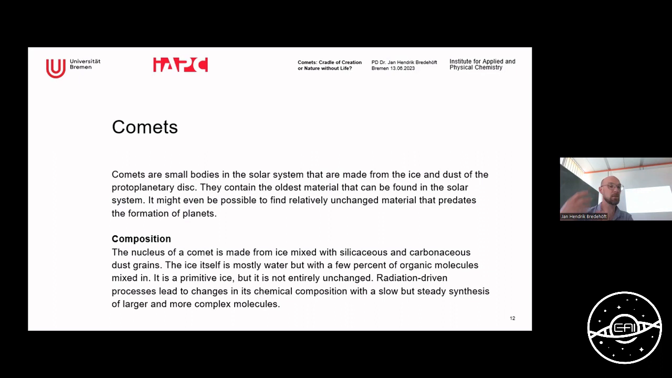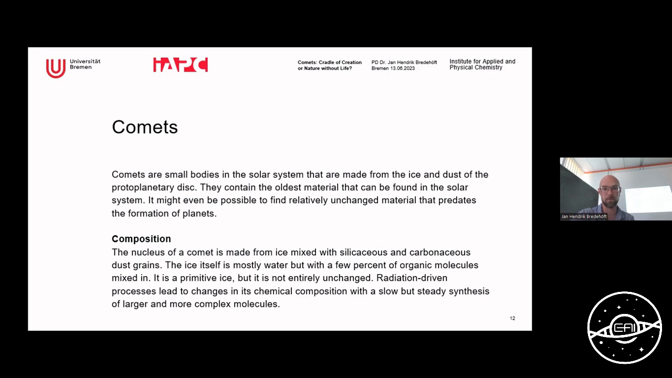And this is a very primitive ice, primitive in the sense that it's very little altered by being close to the sun, but it's not entirely unchanged. So this is not entirely one-to-one the protoplanetary disk or the nebula that eventually collapsed to form the solar system. There is some radiation-driven chemistry going on, and the chemical composition changes slowly over time in a slow and steady synthesis of larger and ever more complex molecules.